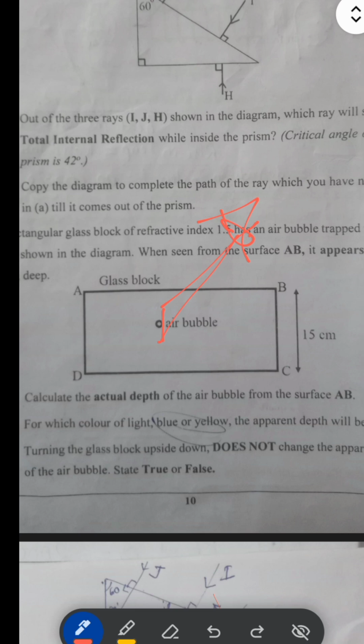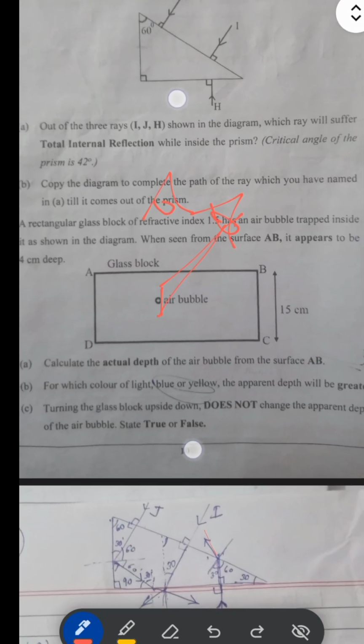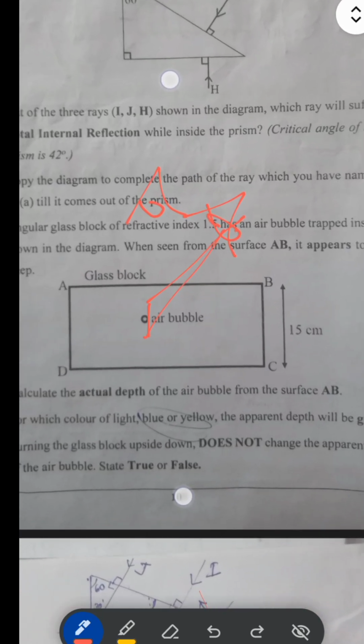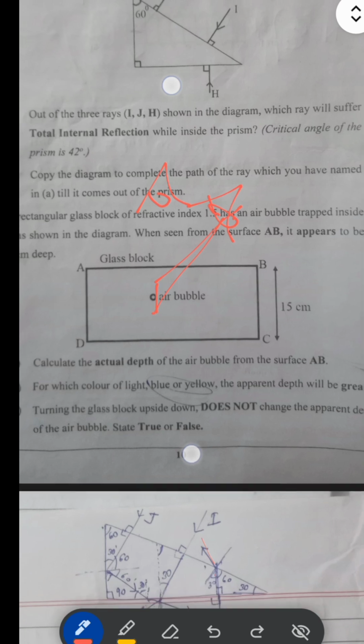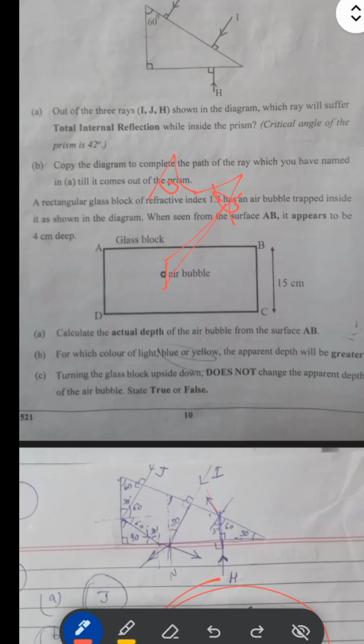And why is the person looking in this way, not from directly above? Because the question says that the apparent depth is given. That means if the question is saying that the apparent depth is given when seen from the surface AB, he is observing the bubble obliquely, not perpendicularly. Otherwise the position would not be apparent, it would be the original actual depth.